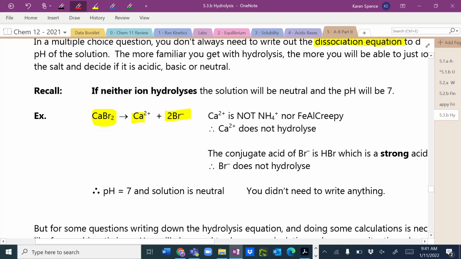So what if neither ion hydrolyzes? Remember, calcium will not hydrolyze because it is not NH4 or Fe, Al, Cr.